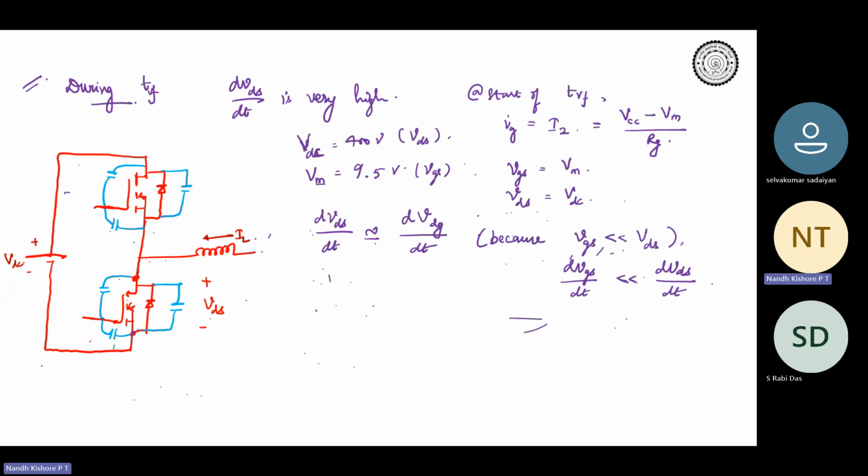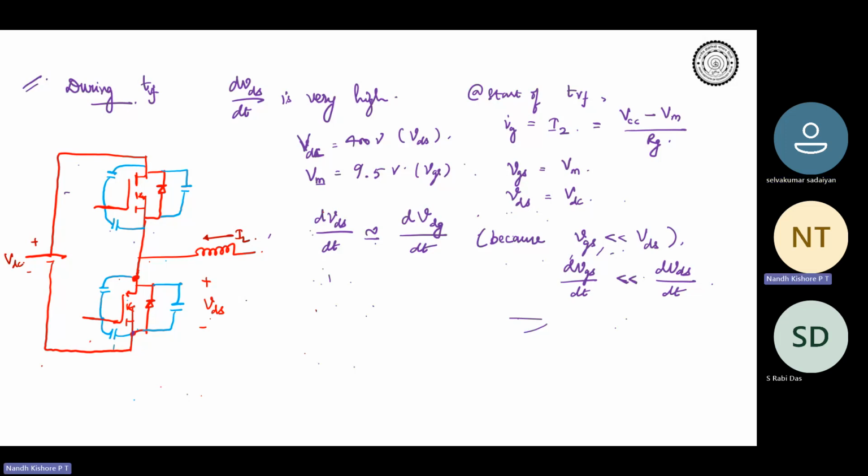Is this fine, Ravidas and Selvakumar sir? I will write that since gate and source voltage is very small, dVDS by dt is almost the same as dVdG by dt. That is, source and gate voltage is very small, so I can write dVDS by dt is almost the same as dVdG by dt. Do you understand this? Yes, sir.